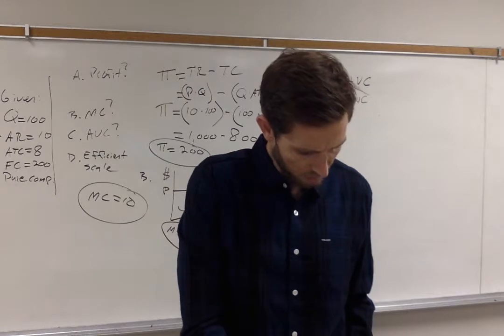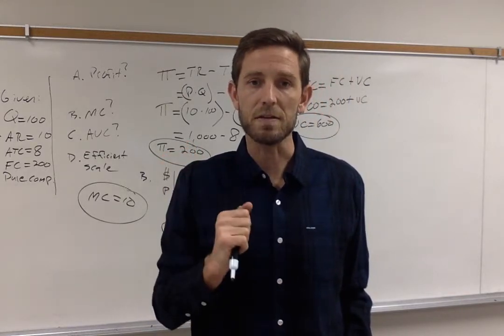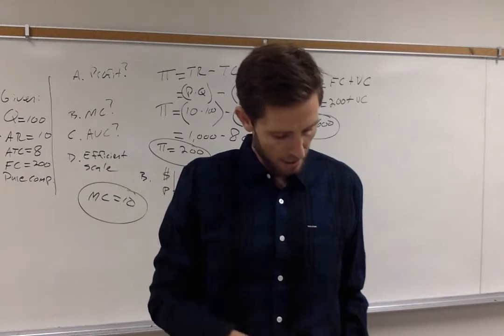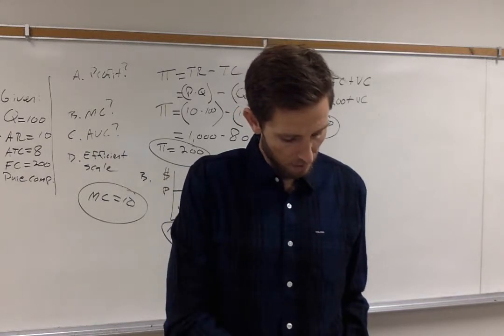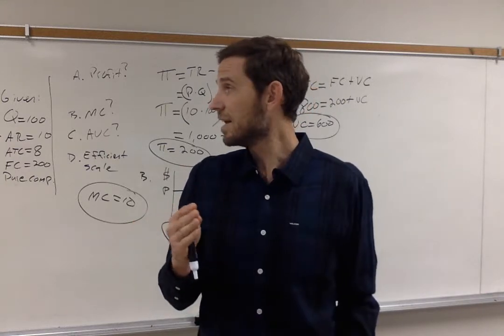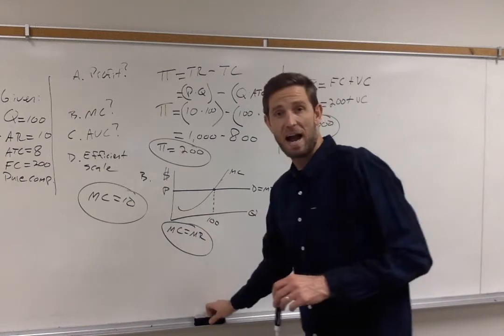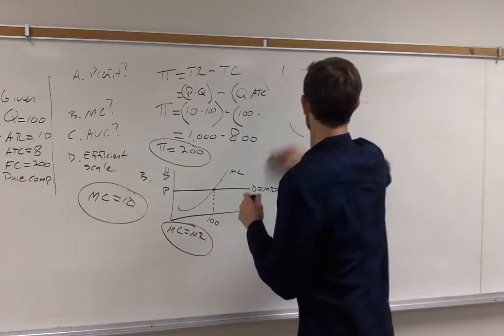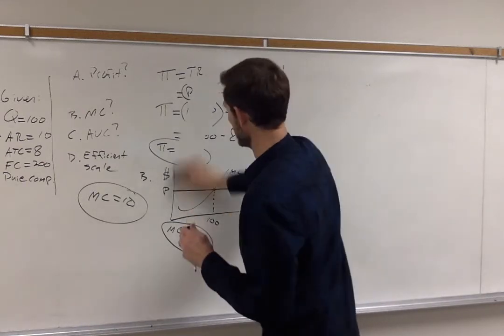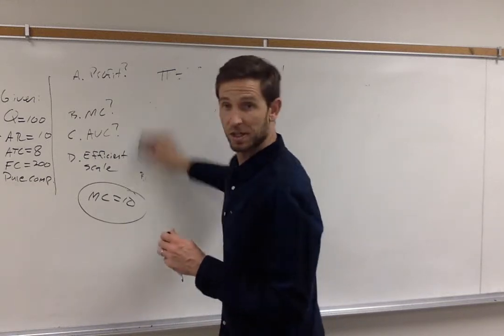Finally, then, the question's going to ask us about the efficient scale. Is this firm here operating at their efficient scale? And if they aren't, is the efficient scale going to be more or less than 100 units? Okay. Here's one where I think a graph is really useful. So I'm going to erase what we've done. Get the picture here on the board.